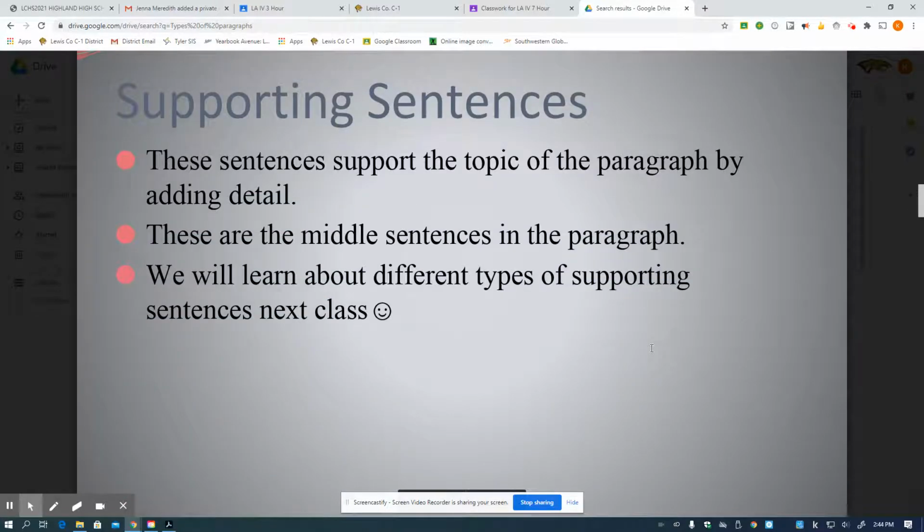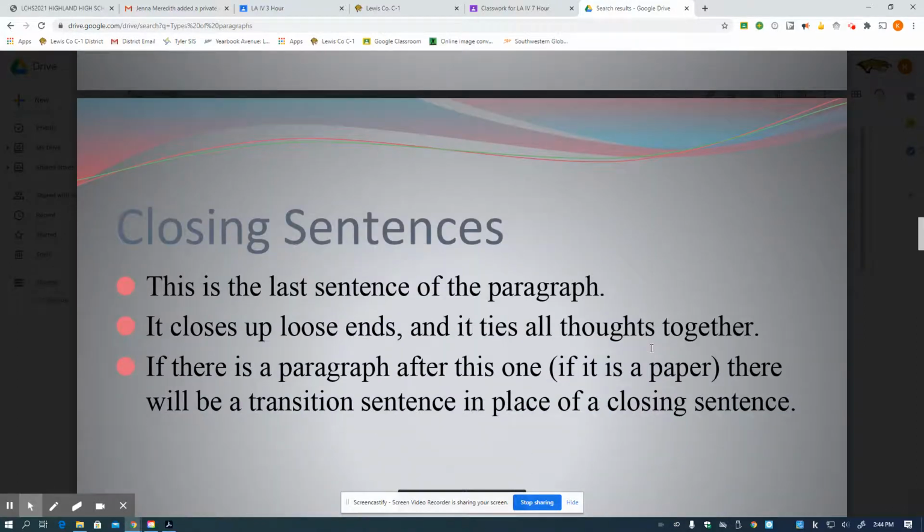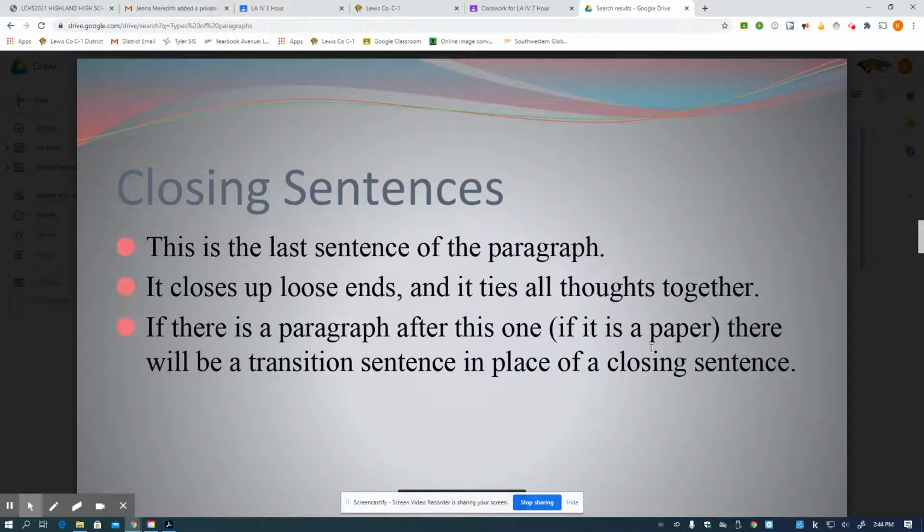Of course, supporting sentences. These sentences support the topic of the paragraph by adding detail. These are the middle sentences in the paragraph. And of course, you've already learned about different types of supporting sentences, possibly, depending on where you are in the grand scheme of the videos that have been made. And then, of course, the closing sentences. This is the last sentence of the paragraph. It closes up loose ends and it ties all thoughts together.